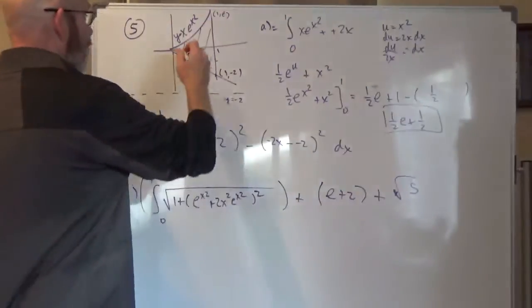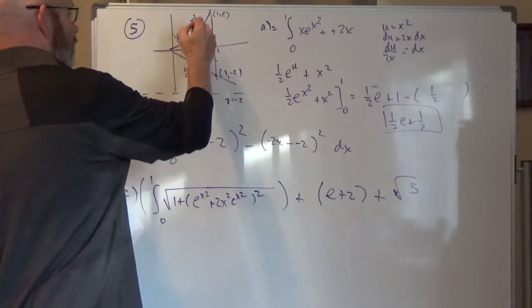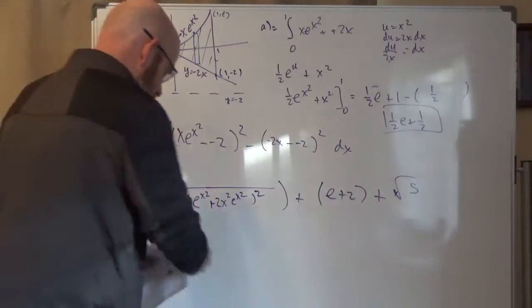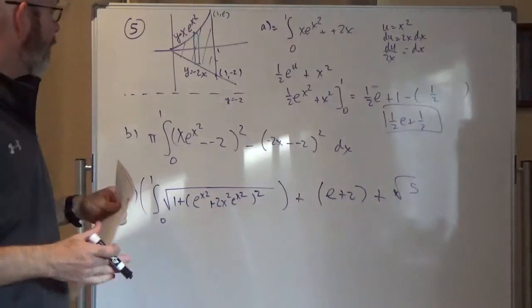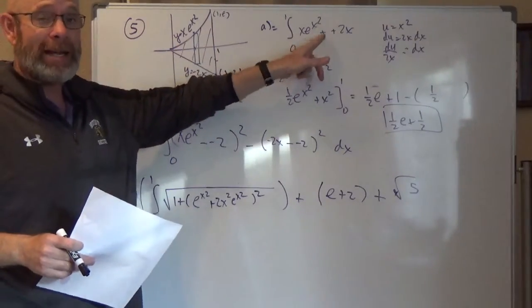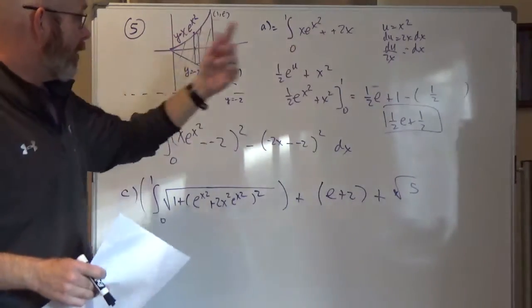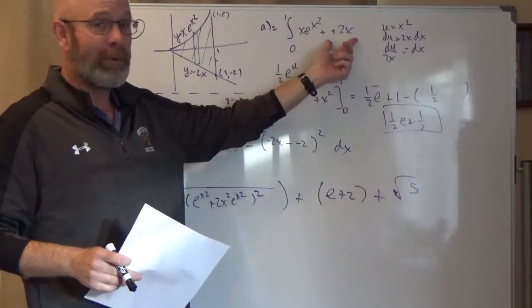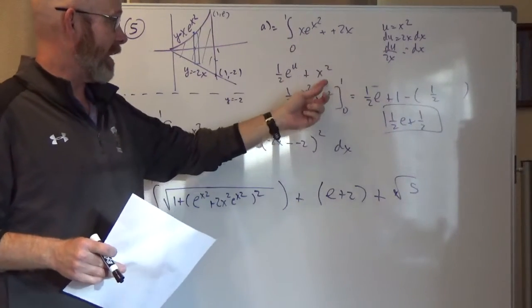drawing little rectangles here. We're going to need them in the next one anyway. Here's top curve minus bottom curve, right? So the top curve is x e to the x squared minus negative 2x. This takes a little u substitution here. That one we can just integrate. The integral of 2x is just x squared.